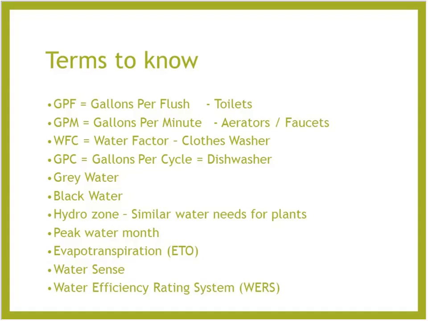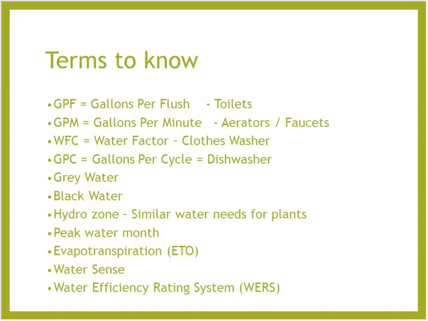Hydrozone is something that refers to similar water needs for certain plants when you're considering planting. Peak water month is something you might consider during a landscape design aspect, that's that one month in your design plan that the plants we're using need a lot of water.